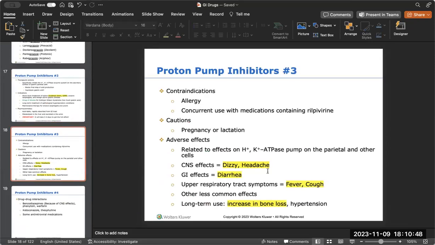Other things, allergies, okay, pregnancy. Now, pretty much all of these drugs, like I said, are going to have CNS and GI effects. These are like gastric-like drugs, except this one causes upper respiratory tract-like symptoms like fever and cough, and it could even cause an increase in bone loss. And that's just because of how it works in the body with the acid.